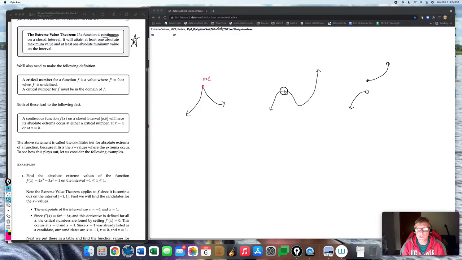If the derivative is 0, then the tangent line is horizontal, right? So this is another critical point. We can say c2. Let's just start calling these different critical points. Here's another one.